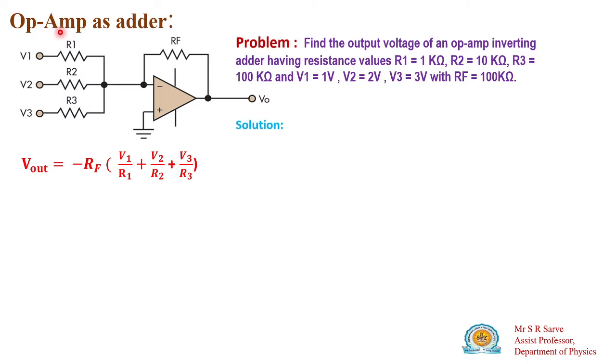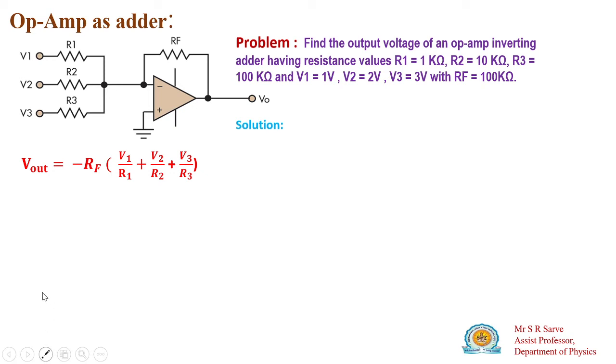Next, we are going to learn how to solve the problem on the adder. If you supply three voltages V1, V2, V3 through resistances R1, R2 and R3 to the inverting terminal, we will get an output. Since these voltages are supplied to the inverting terminal, the output will also be negative. This is the equation for your output, and this will act as an adder.